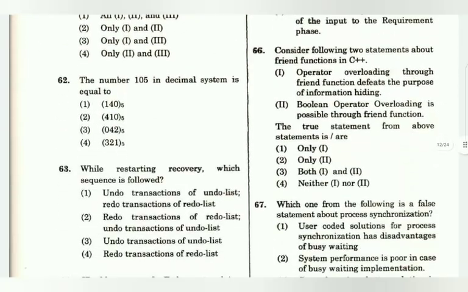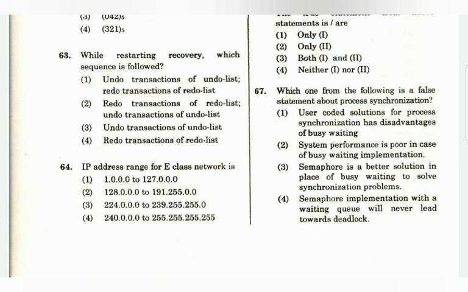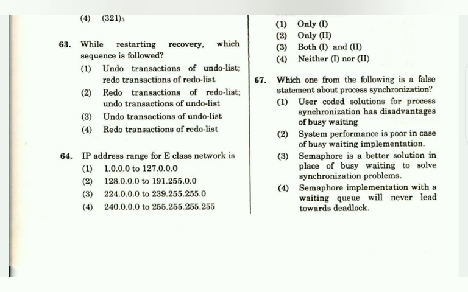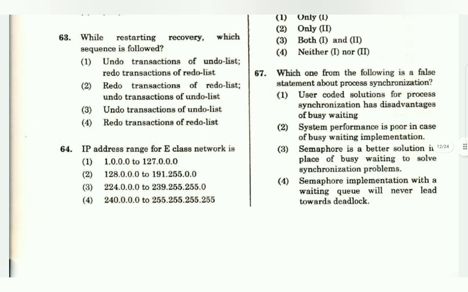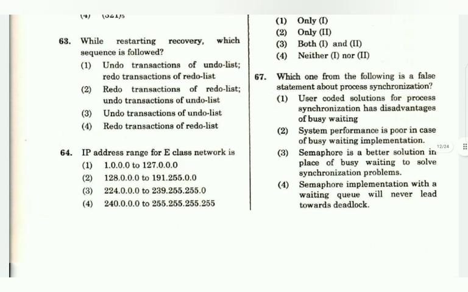Which IP address range for class E network is? So class E IP address range is 240.0.0.0 to 255.255.255.255. That is option 2. This class E is used for experimental purposes, not assigned for regular use.